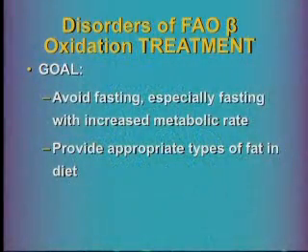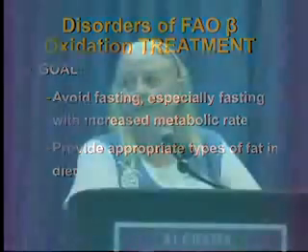Our goal is to avoid fasting, but really more to avoid fasting with illness. And we also want to provide the appropriate types of fat in the diet. If you have an inability to metabolize medium-chain fats, then your formula doesn't need to have a lot of medium-chain fats in it. So we don't really have a regular diet, but there are baby formulas that have medium-chain fats as their primary source, like Alimentum, so we want to make sure they're not on one of those.